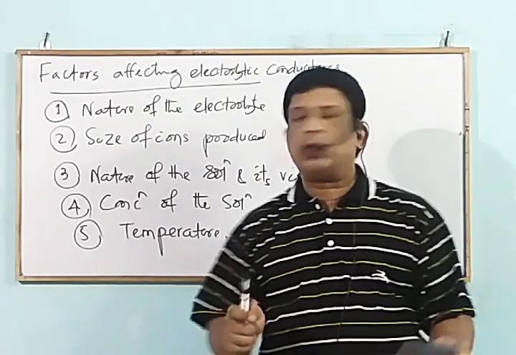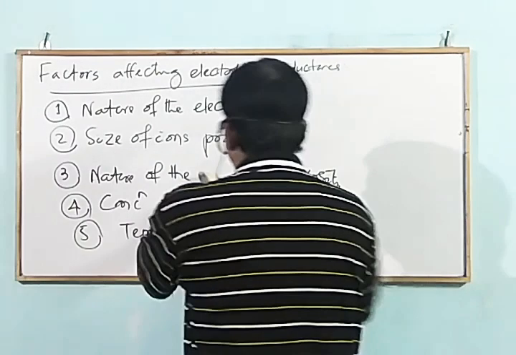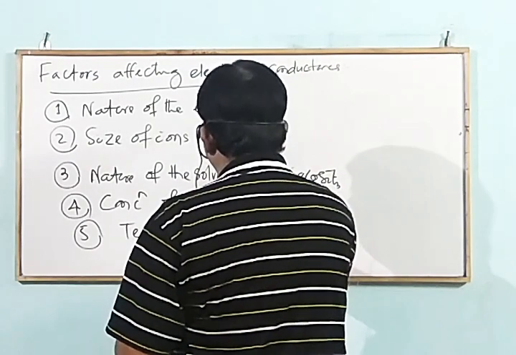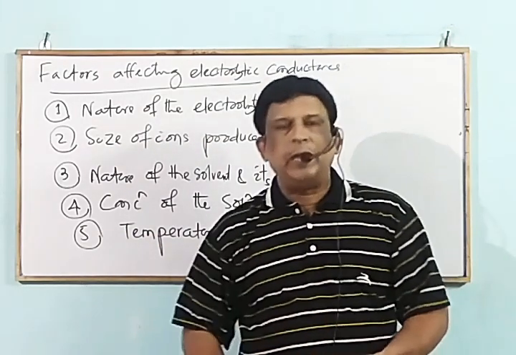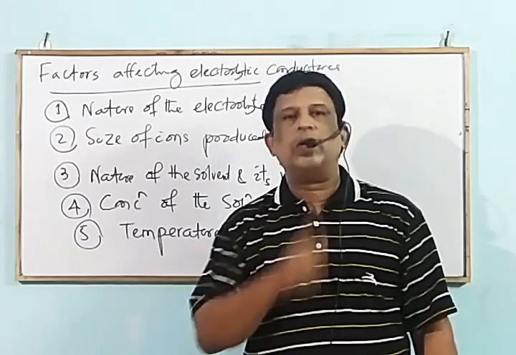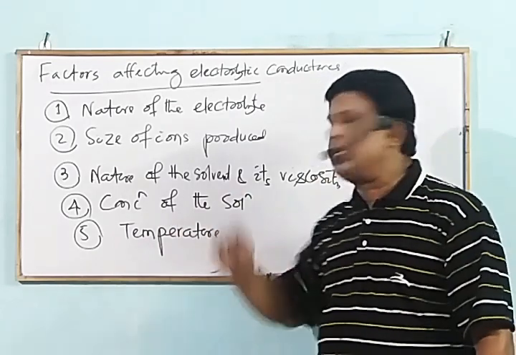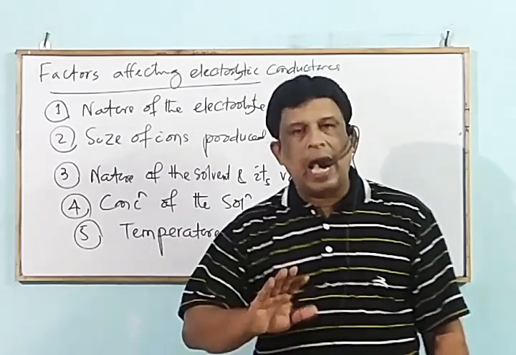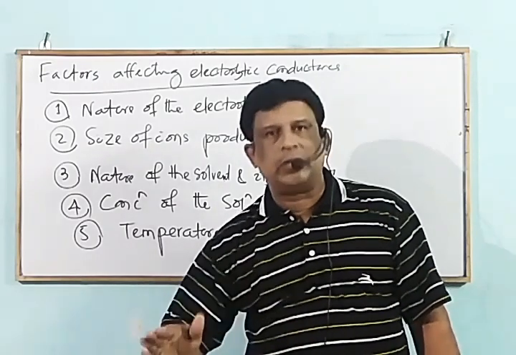Next one is the nature of the solvent and its viscosity. Mark that. If the solvent is polar in nature and viscosity is low, then the conductivity is higher. Next is the concentration of the solution. That means the higher the concentration of the solution, the lower is the conductivity.